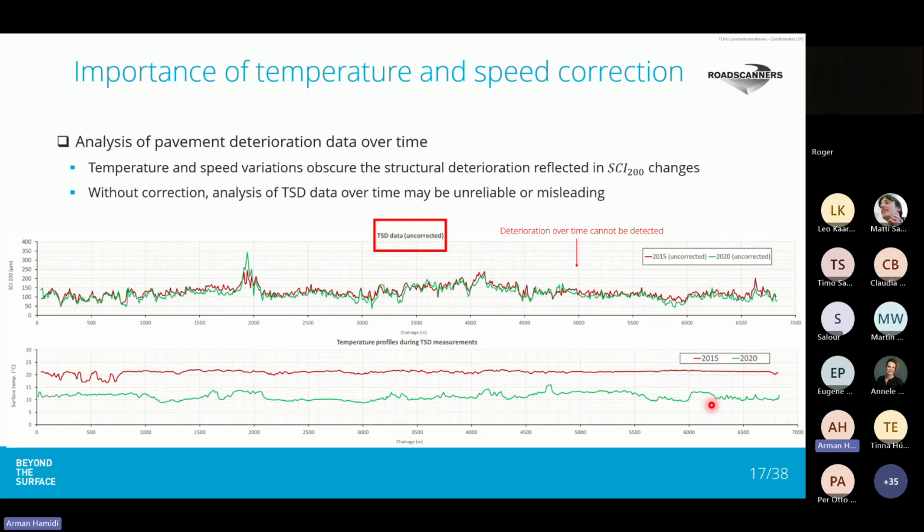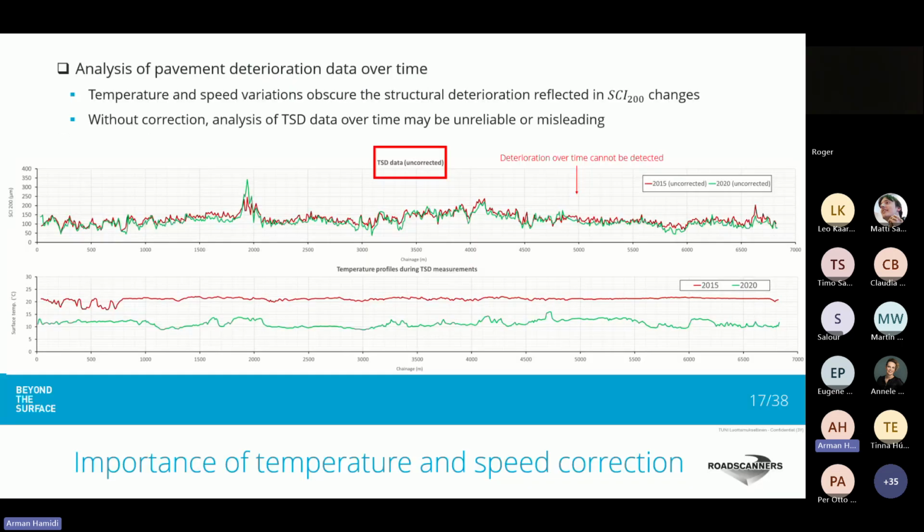So if we correct measurements to, for example, 10 degrees of centigrade, this green curve will remain at the same place, but this red curve will go down. So 2015 measurements will be placed below the 2020 curve, and we might be able to relate the difference in SCI 200 to deterioration over time.